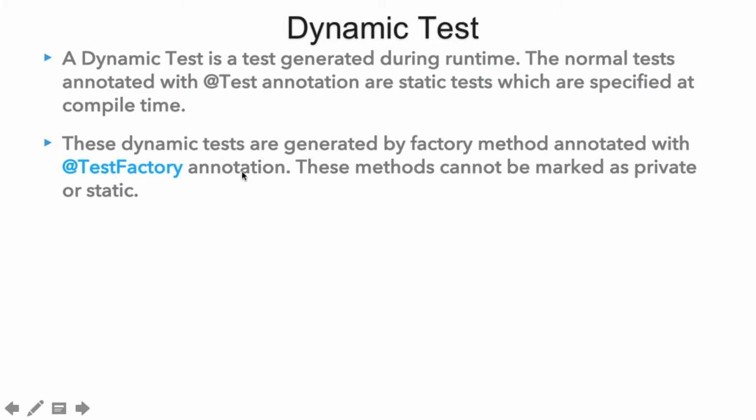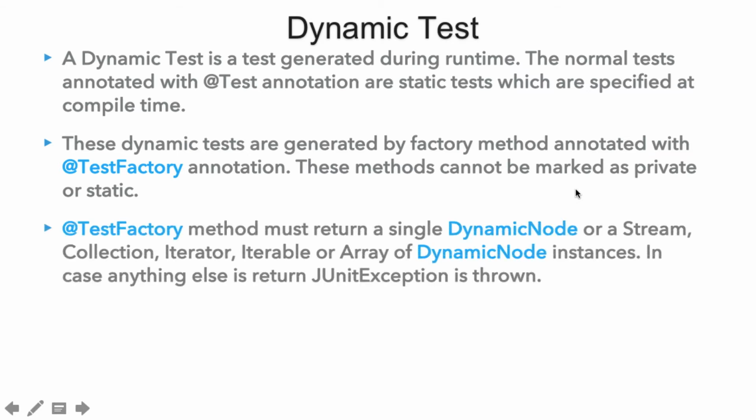The method which generates this dynamic test is called a factory method, and this method is annotated with @TestFactory to let JUnit 5 know that this method will produce the dynamic test. When we write this factory method, these methods cannot be marked as private or static. As this factory method cannot be marked as private or static, it must return a single dynamic node, which we'll discuss in a bit, or a stream, collection, iterator, iterable, or array of dynamic node instances.